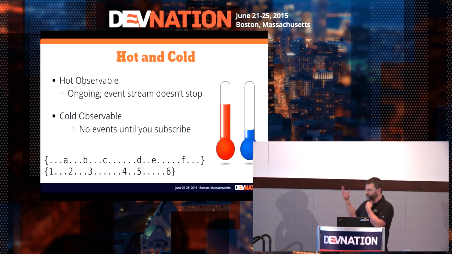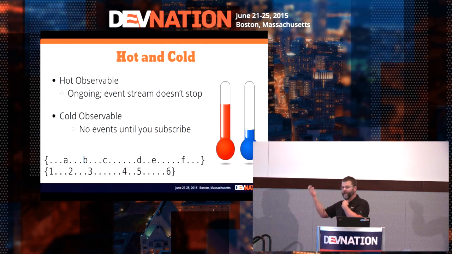You can think of, you created a WebSocket to a stock market service, and you're getting events coming back every time the stock price is updated. That's an example of a hot observable. It just keeps spitting out events. A cold observable, on the other hand, is an observable that doesn't do anything until you subscribe. For instance, if we create an observable out of an interval, that interval is not going to count until we subscribe to it.